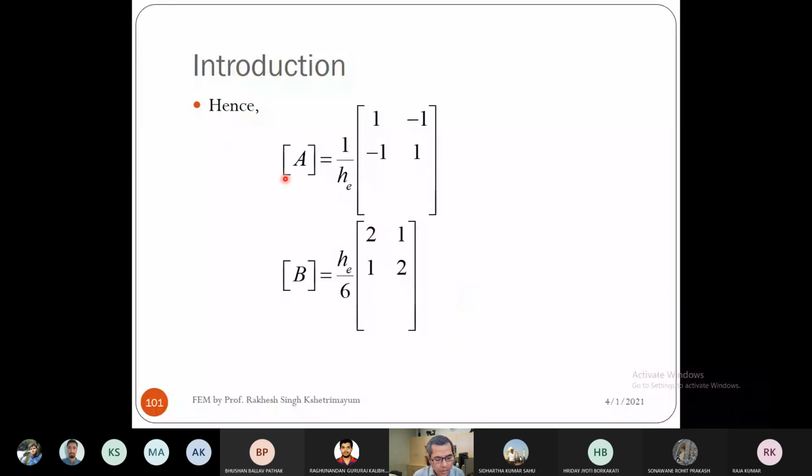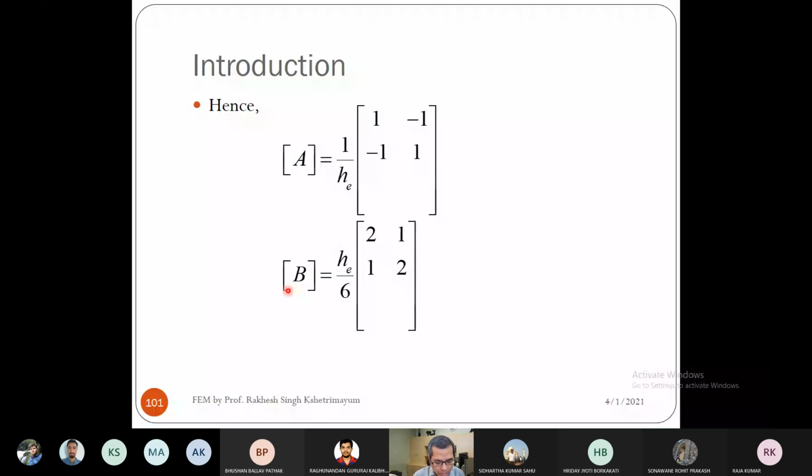So now you can write the A matrix as 1 by IC times [1, minus 1; minus 1, 1]. You have seen that A11 is 1 by IC, ALL would be 1 by IC, then ALR will be minus 1 by IC with the negative sign. That's why we have this. Off-diagonal terms will become negative, diagonal terms ALL or ARR will always be positive. So 1 by IC, 1 minus 1, minus 1, 1.